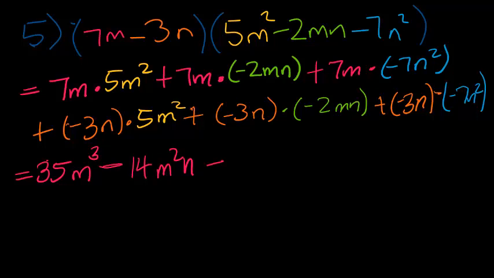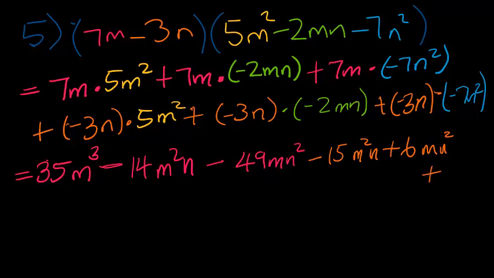Plus times minus is minus, 7 times 7 is 49mn squared. Minus times plus is minus, 3 times 5 is 15m squared n. Minus times minus is plus, 3 times 2 is 6mn squared. Minus times minus is plus, 3 times 7 is 21n cubed. Now I look for like terms, so I've got m squared n and I've got m squared n. Don't forget to include the sign. And then I've got mn squared, mn squared.